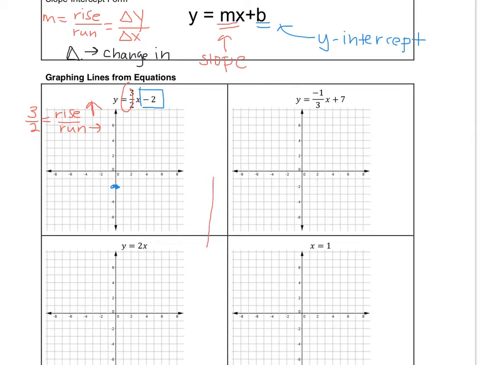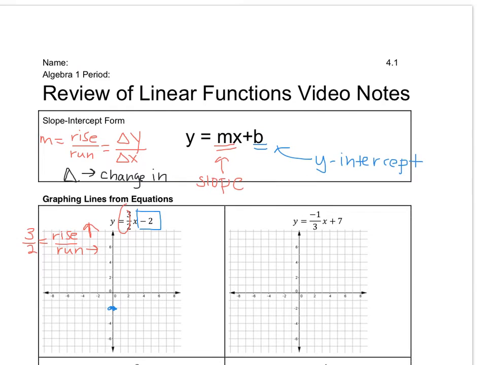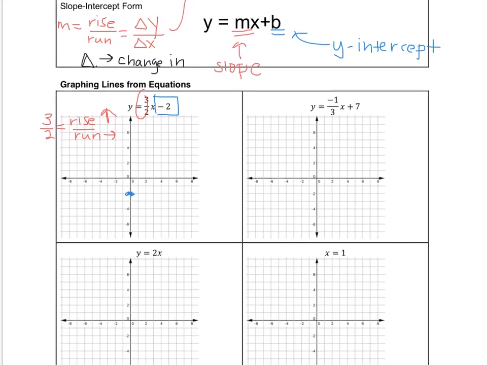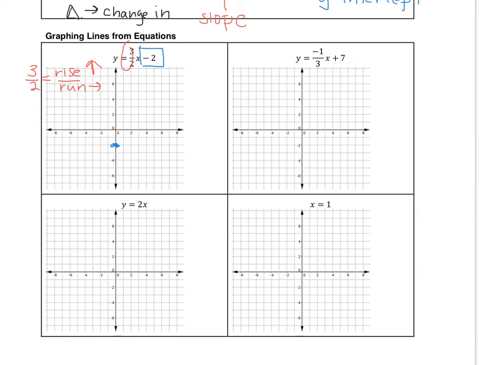Maybe we want to add up at the top to our notes on slope that if it's positive, it's going up. If it's negative, it's going down. On the bottom, if it's positive, it's going to the right. If it's negative, it's going to the left. Alright, so this is positive. So we're going up 3 and to the right 2.